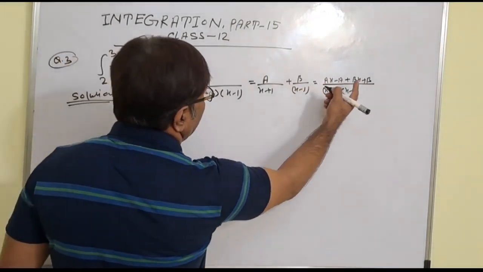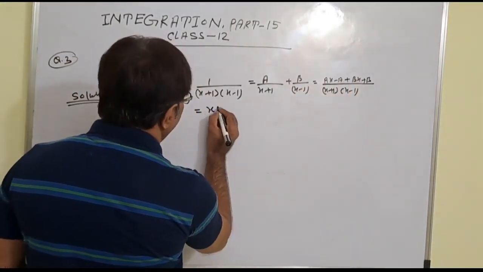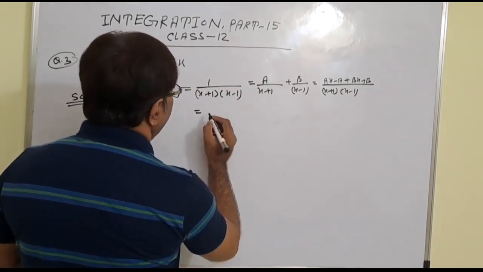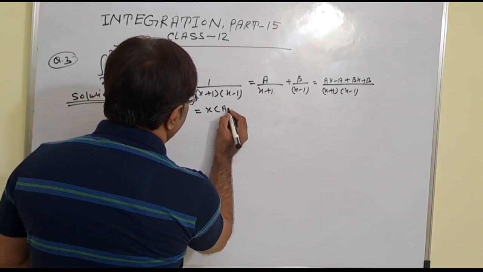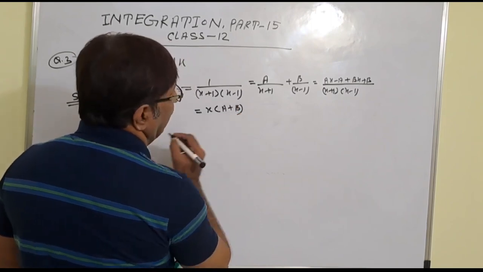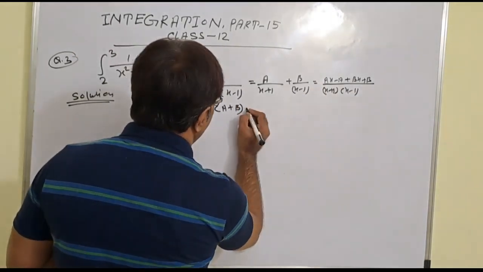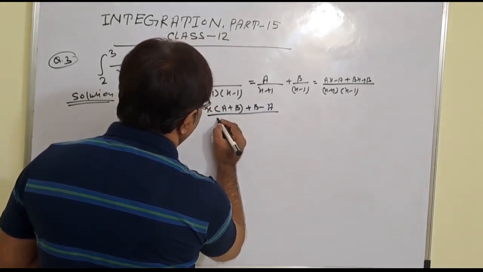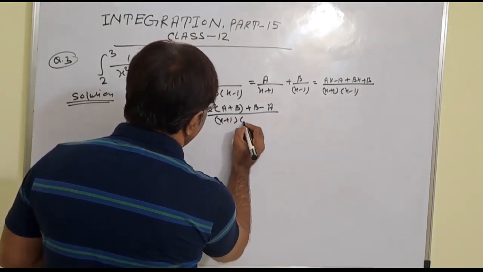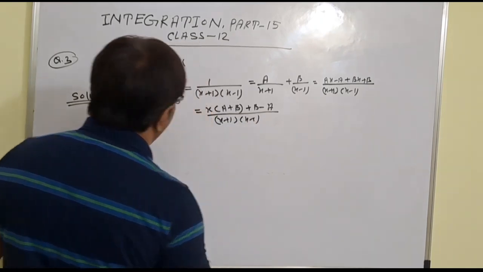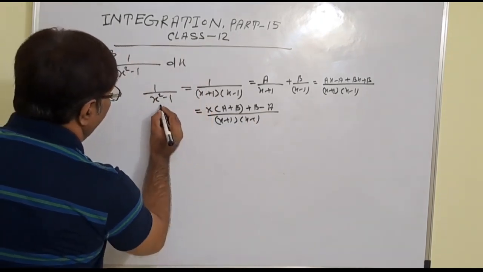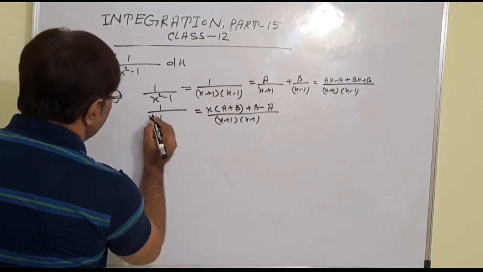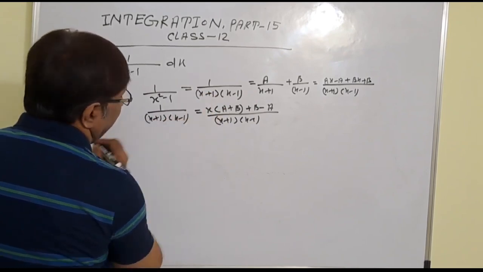Here Ax plus Bx. So x is common, we will write (A plus B) x. And this is minus A plus B, so we can write B minus A, over (x plus 1)(x minus 1). And here it is 1 upon (x plus 1)(x minus 1).